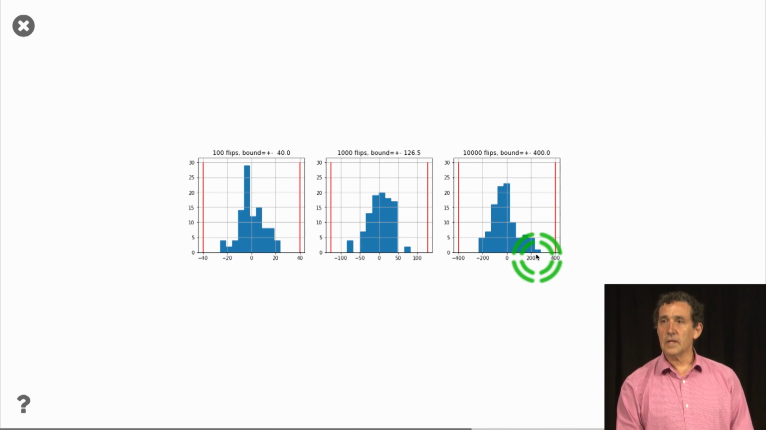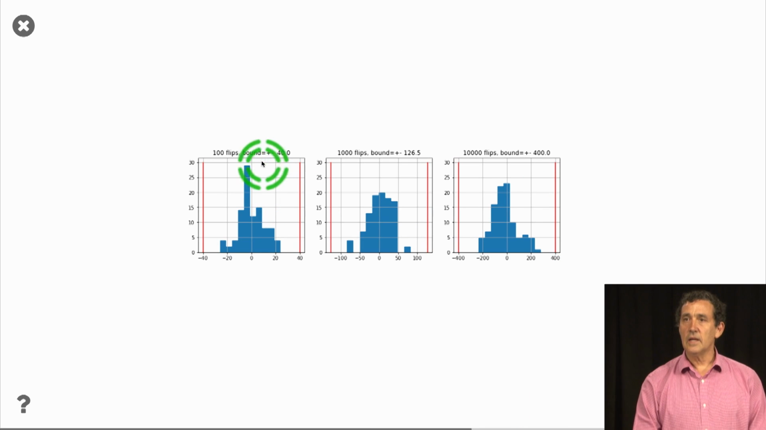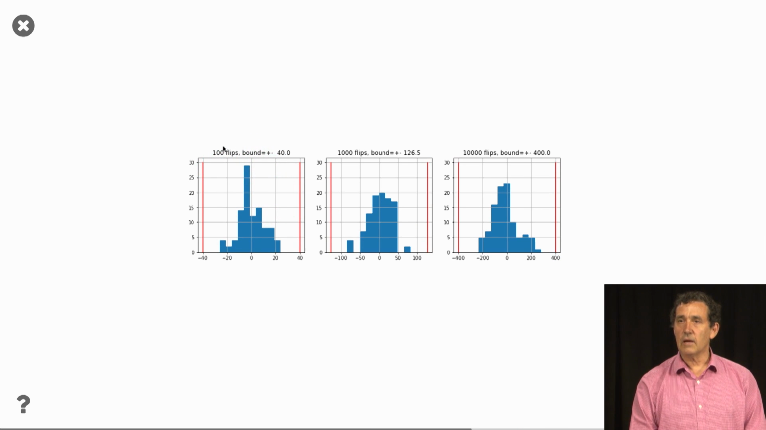Here is our simulation. Here we have 100 coin flips, here 1,000 coin flips, and here 10,000 coin flips. The red line marks what probability theory says is the boundary in which it is very, very likely that the total of the coin flips resides. I can rerun this experiment too.